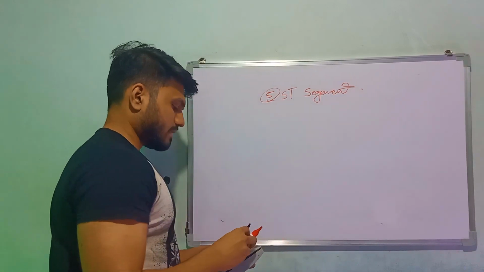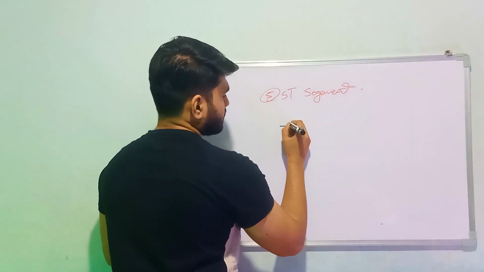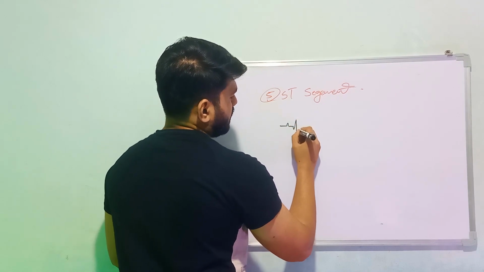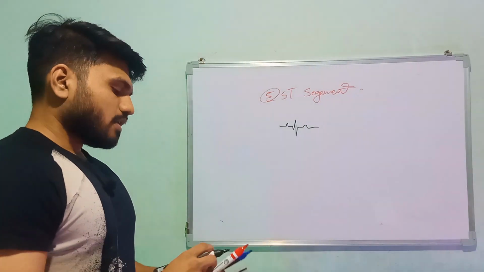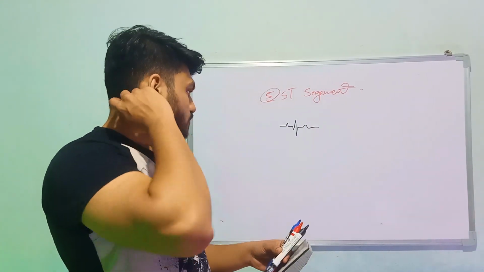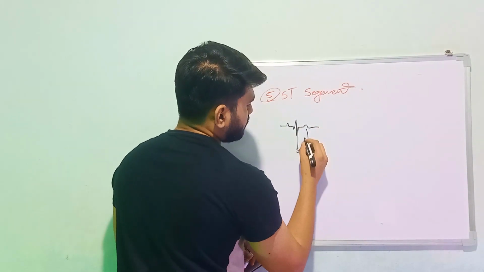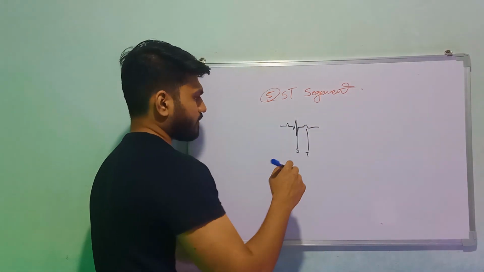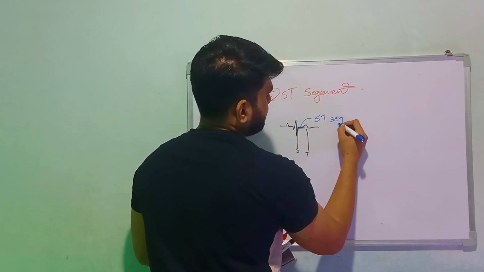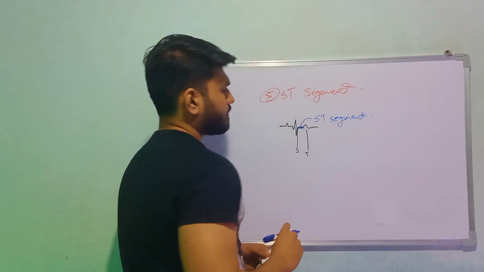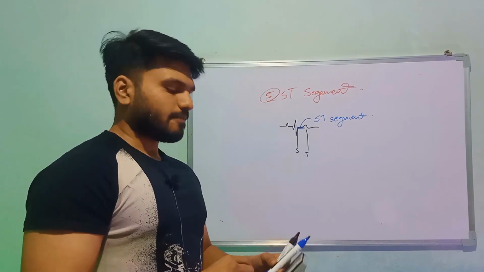So fifth and most important is our ST segment. Okay, ST segment. So I will just draw the normal ECG. So this is our P wave, this is Q, R, S and T. This is our normal looking ECG. So in ST segment, as all of you know, this is our S wave and this is our T wave. So this part right here, I will draw it with another pen. This part right here, which is our ST segment. Okay. So we have to look at this ST segment.